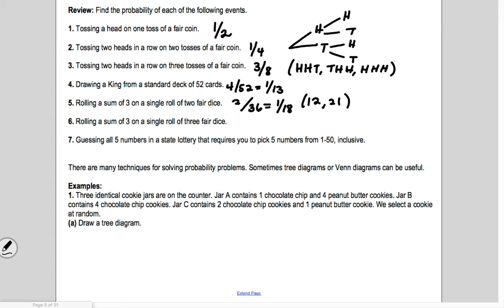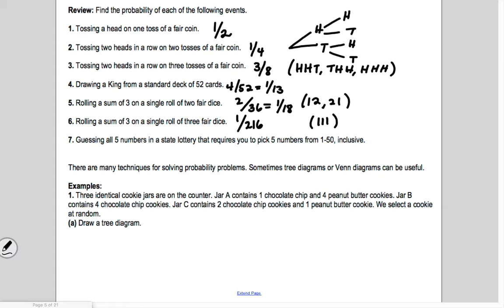Ooh, rolling a sum of 3 on 3 fair dice. Yeah, Greta? Oh, no. You got it. If I have 3 fair dice, what's the only way that I can get a 3? All ones, right? Okay, how do I get all ones? So there's one way out of 6 times 6 times 6, 216, yeah.